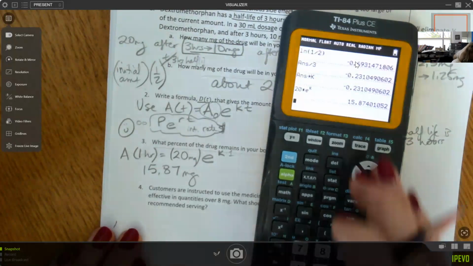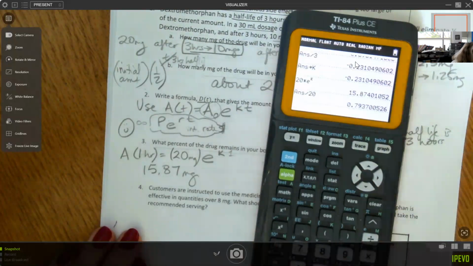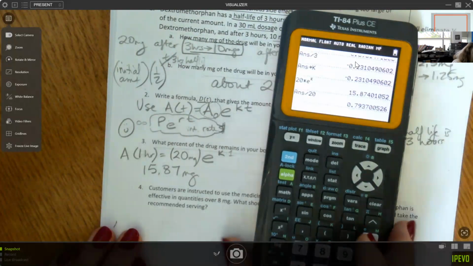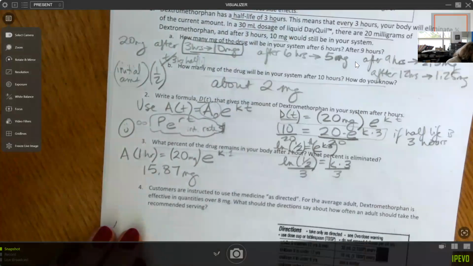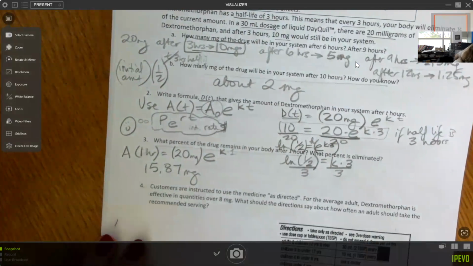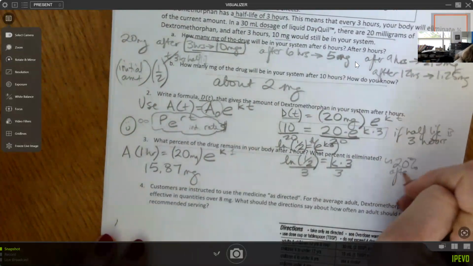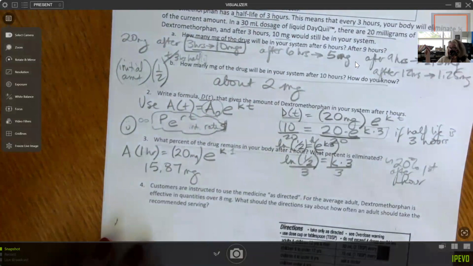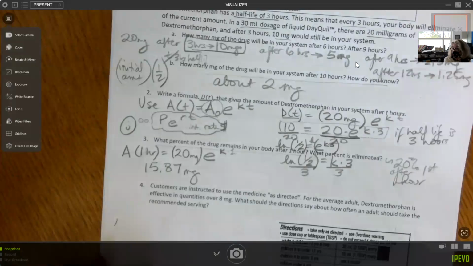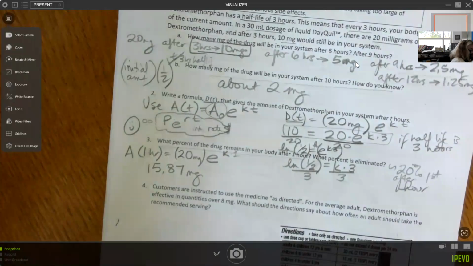Okay, and then they asked what percent is eliminated. If I started with 20, I've got about 79% left, so about 20% was eliminated in that first hour. Okay. Any questions? Now we're going to keep using that stored K to answer these other questions, because this whole page is about this cough medicine.